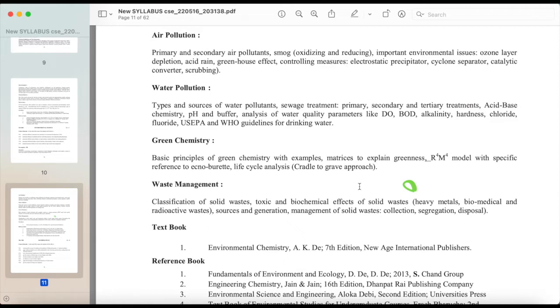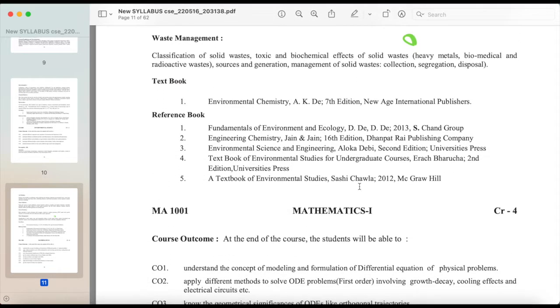treatment, primary, secondary and tertiary treatments, acid-base chemistry, pH and buffer, analysis of water quality parameters like DO, BOD, alkalinity, hardness, chloride, fluoride, USEPA and WHO guidelines for drinking water. Green chemistry: basic principles of green chemistry with examples, metrics to explain greenness, R4M4 model with specific reference to ecoburet, life cycle analysis, cradle-to-grave approach. Waste management: classification of solid wastes, toxic and biochemical effects of solid wastes, heavy metals, biomedical and radioactive wastes, sources and generation, management of solid wastes, collection, segregation, disposal.